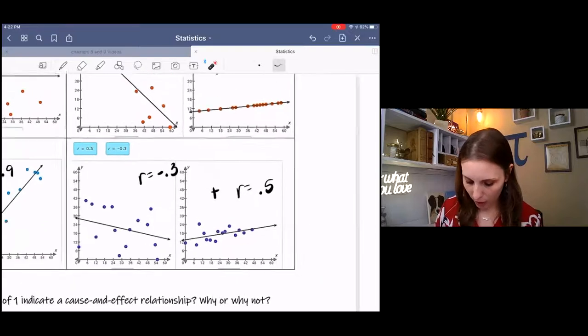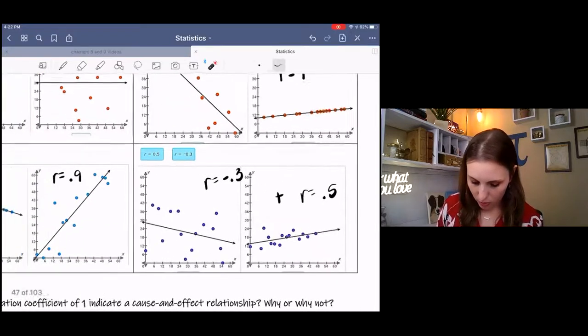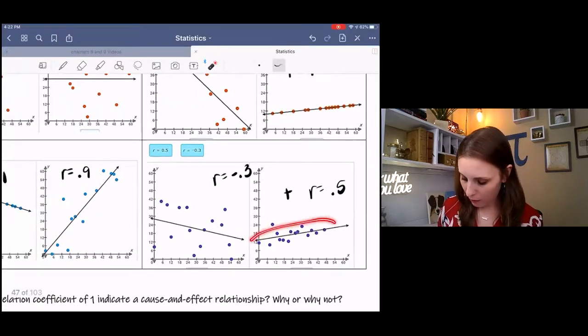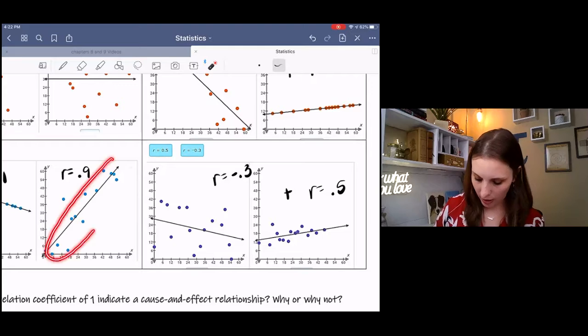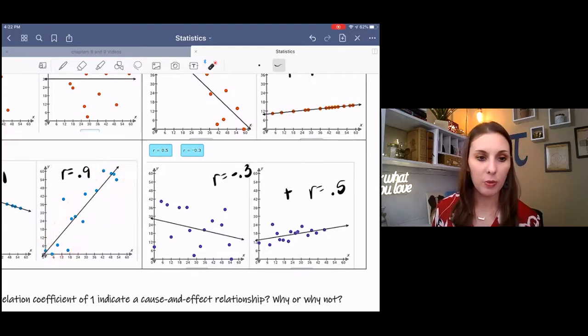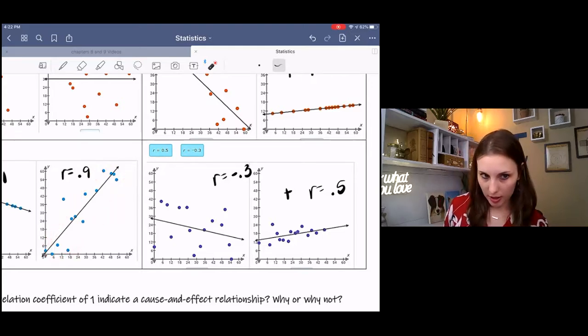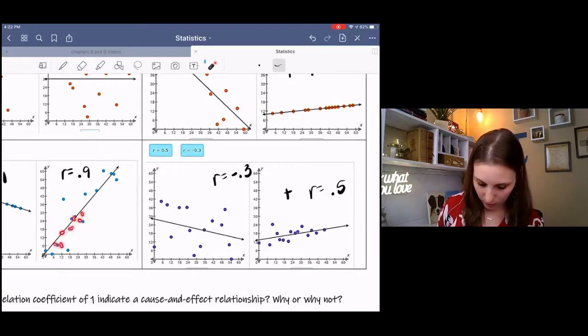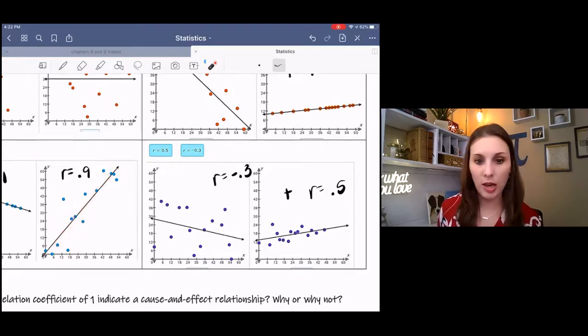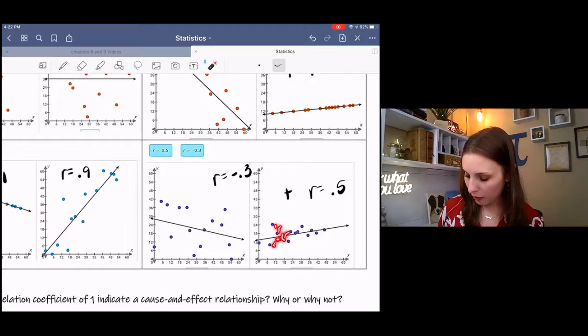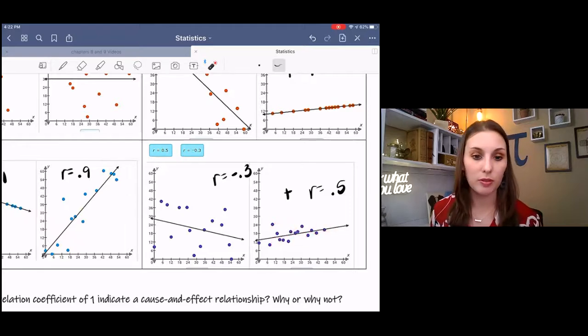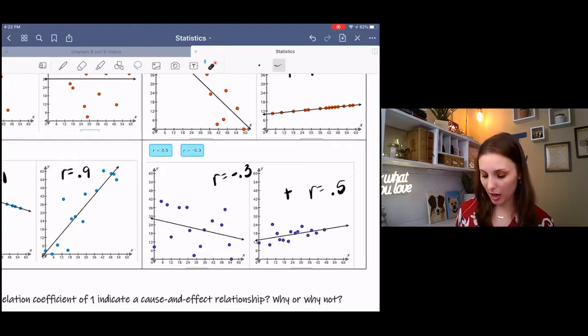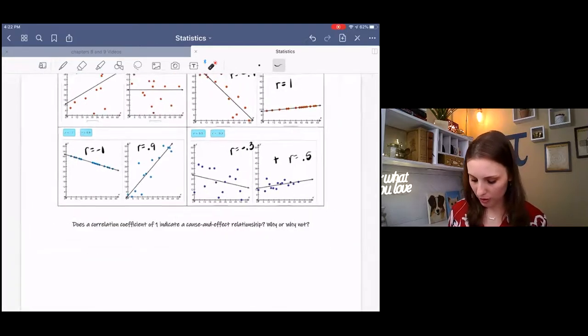So if we were to compare 0.5 and 0.9, then we can see the difference there. 0.9, we've got them kind of clustered close to the line. 0.5, we have a little more spread out. So hopefully that helps you be able to decide the difference between the two graphs.